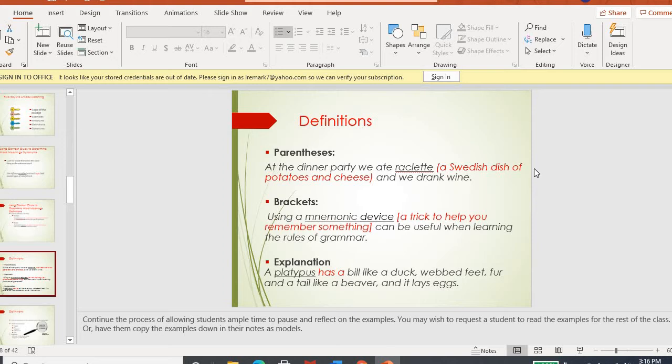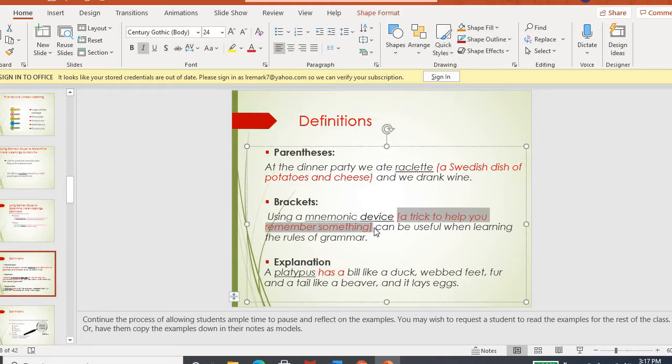Sometimes we are quick to ignore what's in parentheses. So if you didn't know what a raclette was, right here in parentheses. Similarly, brackets, they'll put definitions in brackets, or maybe they'll just explain what an unfamiliar word means. A platypus has a bill like a duck, webbed feet, fur, and a tail like a beaver. So pay attention to these kinds of clues. These are definition clues because the author is literally giving you the definition.